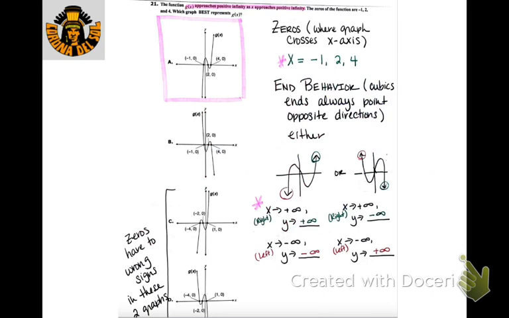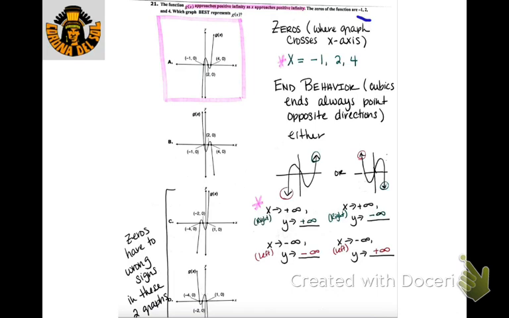All right, so if you have these zeros, you should definitely be looking for the graph crossing at those spots where it crosses the x-axis. So a couple of them work as far as that goes. A and B for sure. Let's see, any other ones?